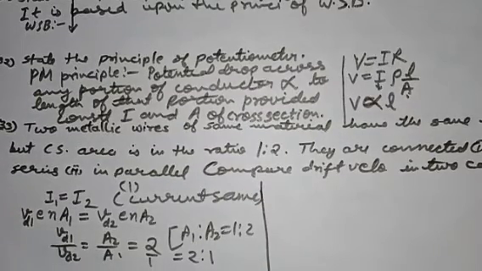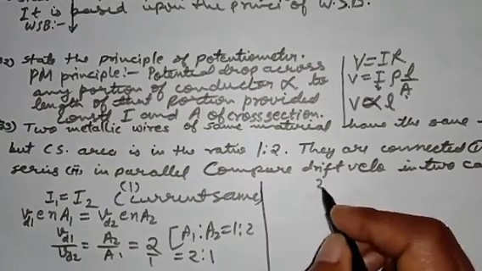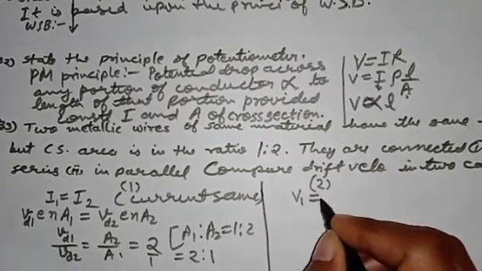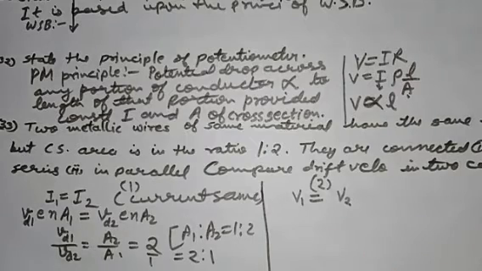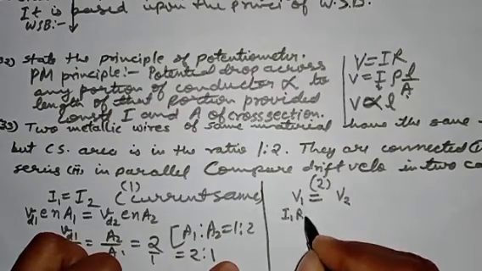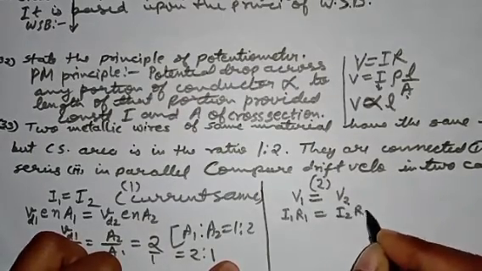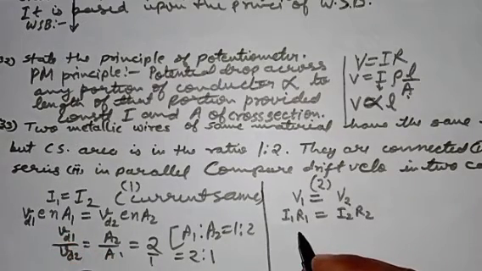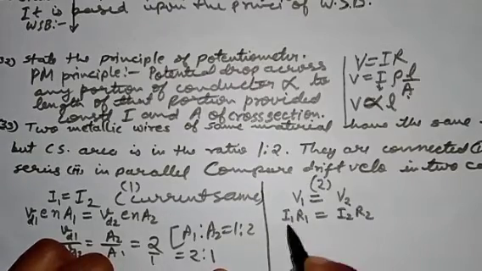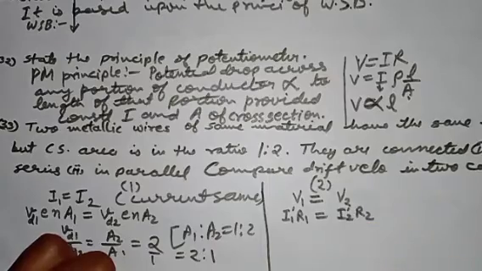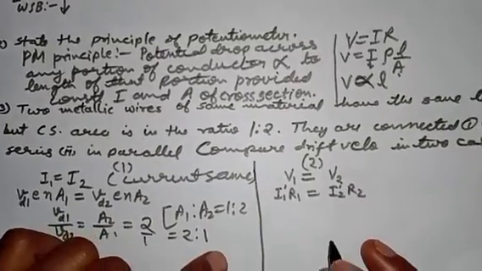Now in parallel, the voltage across them is the same. So V equal to IR, I1 R1 is equal to I2 R2. Now again the same process. This time this I is not that I, so we can't say. So I'm putting a prime over here so that you will not get confused about that.